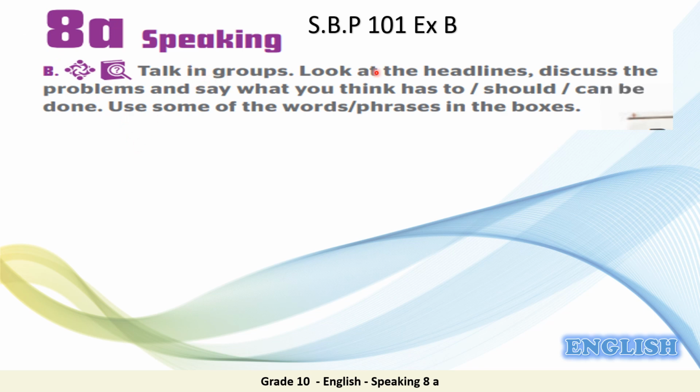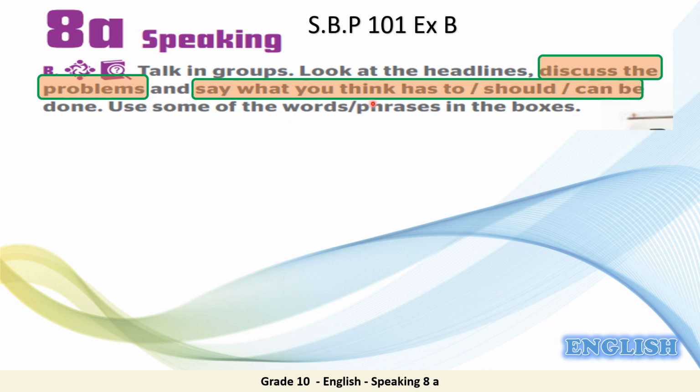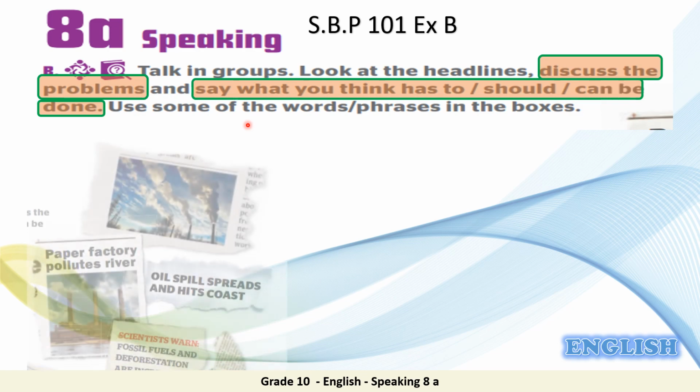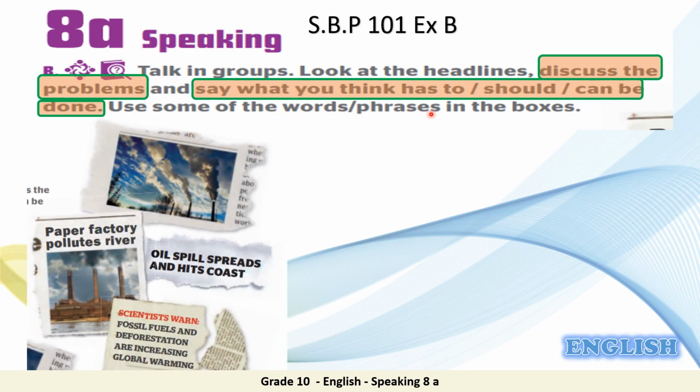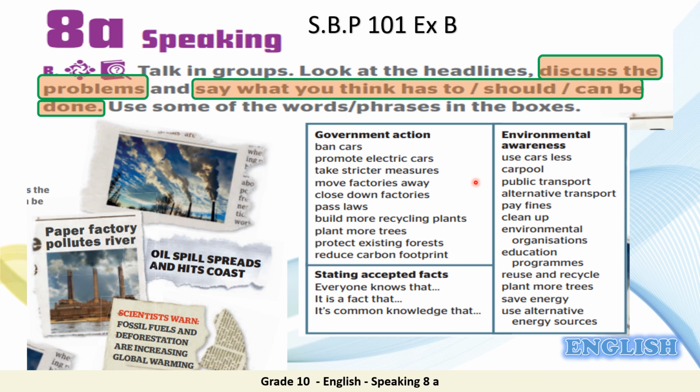Talking in groups, look at the headlines, discuss the problems, and say what you think has to, should, or can be done. Use some of the words and phrases in the boxes. Now let's find out the keywords. Discuss the problems and say what you think has to, should, or can be done. It means that you're going to find out solutions for these problems. Remember to use words and phrases in the boxes here in your student book, page 137.